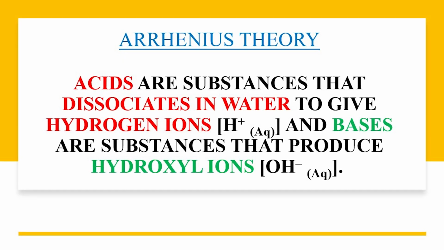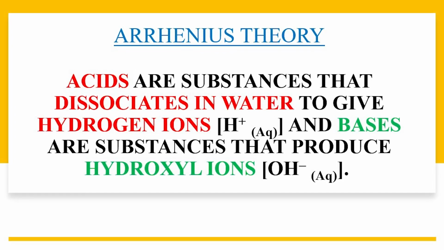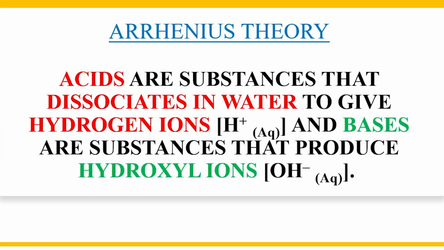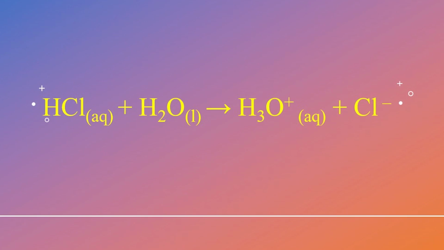According to the Arrhenius concept, acids are substances which donate H plus ions in aqueous solution, and bases are substances which donate OH minus ions in aqueous solution. So, this is the concept proposed by Arrhenius. Now, we shall write the dissociation equation for HCl acid. HCl plus H2O gives H3O plus plus Cl minus.